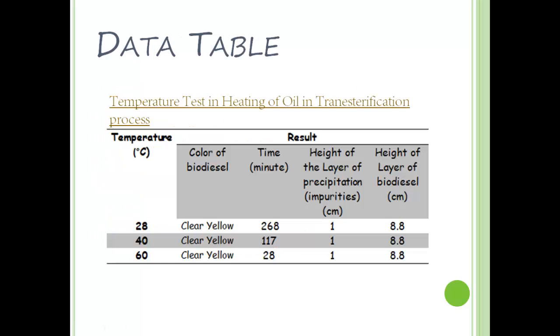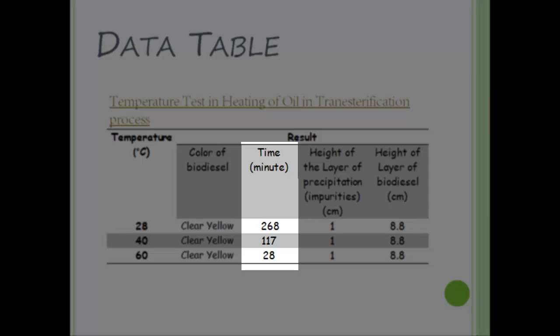And this is the result of the first experiment. Temperature test in heating of oil in the esterification process. From this table, you can see that the results are all the same, except for the time. The one at 28 degrees Celsius took the longest time at 198 minutes for the reaction to complete, while the one at 60 Celsius only took 28 minutes.